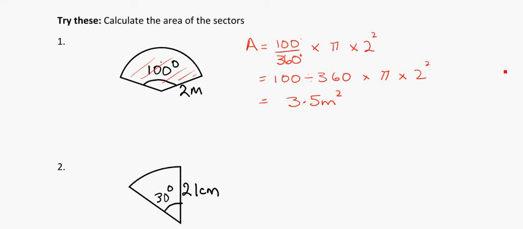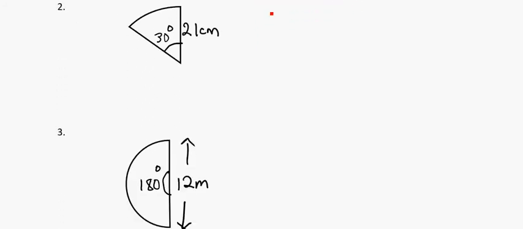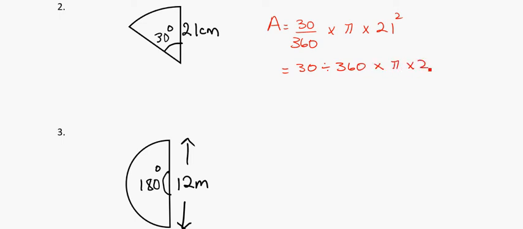Good. Same routine with all these. Area of a circle is pi r squared. This is a fraction of a circle. What's the fraction? It's 30 out of 360 degrees. So 30 over 360 times pi times 21 squared. And pop that into your calculator. 30 divided by 360 times pi times 21 squared. And you should get 115.5 centimeters squared. Don't forget your units when you're finding area are centimeters or meters, but it's a square unit.